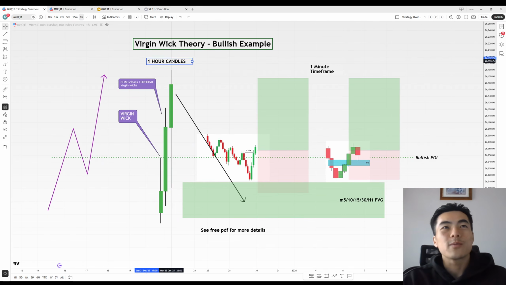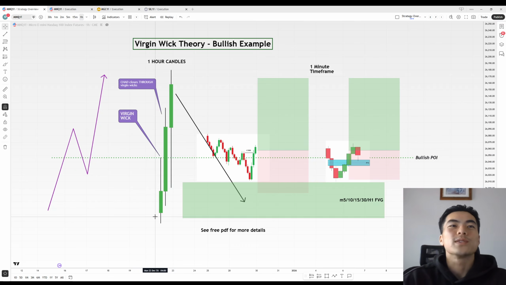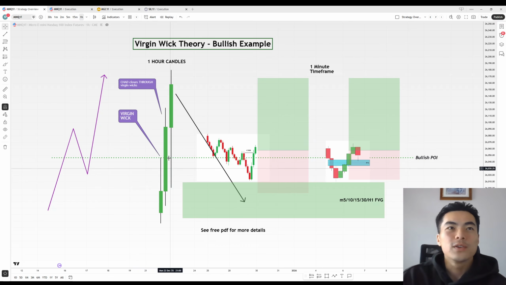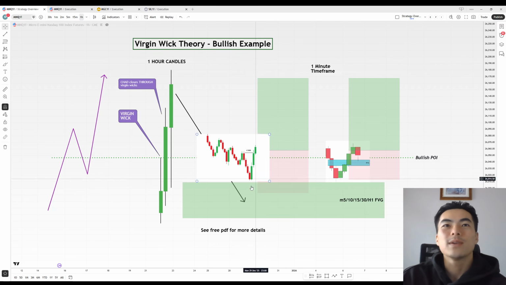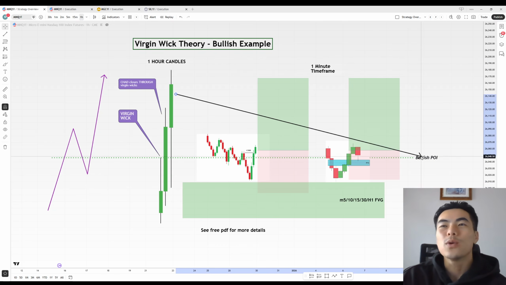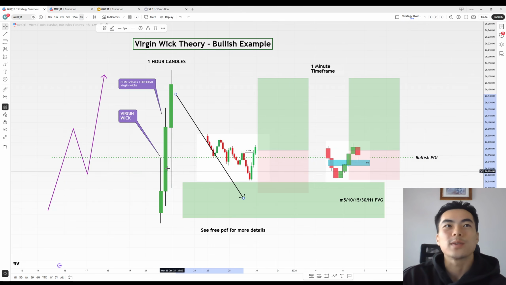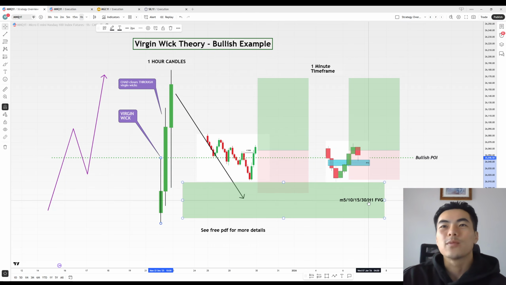Very nice. But if you're new here, this is Virgin Wick Theory. On the higher time frame, we wait for Virgin Wicks, which is untouched wicks, to get closed through. In this instance, to get closed through bullishly. Then we drop down to the lower time frame, wait for price to trade below that point of interest, which was created by that Virgin Wick level, into a higher time frame fair value gap. Then we take a change in state of delivery long or an IFEG long.